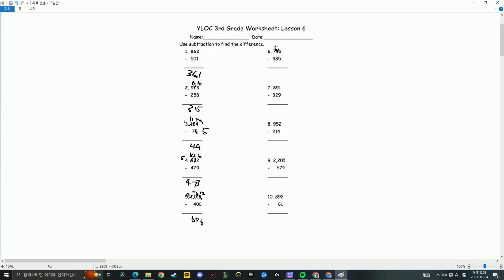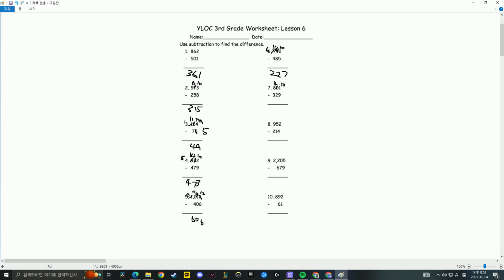9, make that into 8. 10. 10 minus 5 is 5. 5 plus 2 is 7. 0 minus 8, can't do that. Make that into 6. Borrow. 10 minus 8 is 2. 6 minus 4 is 2 as well. 227.